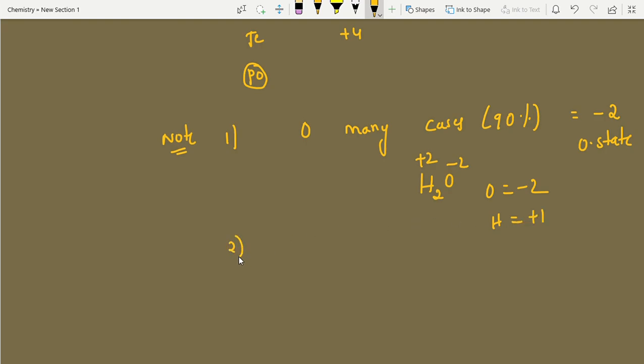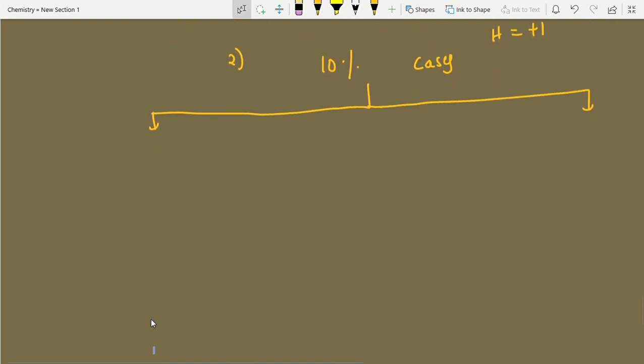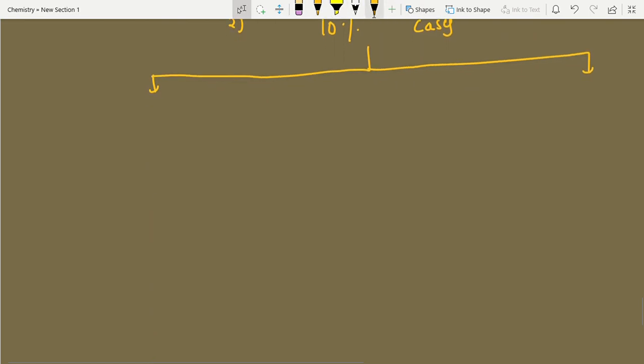Next, example 2: 10% of cases it shows something else. What are those 10% cases? I am writing here. Case 1 is peroxide. If you have command over the oxidation state of oxygen, you will definitely enjoy the oxidation state concept in redox reactions. See here, peroxide, and another one is superoxide, and ozonide.